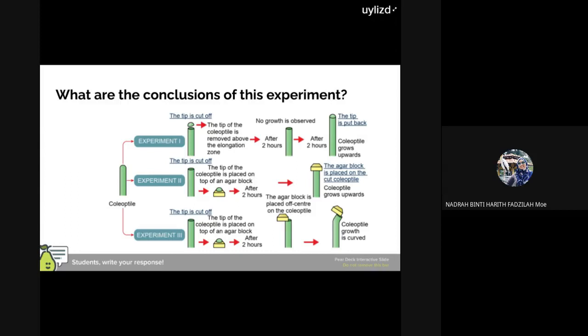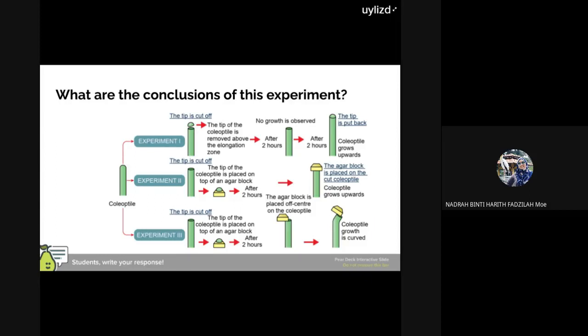Okay, number 1. Untuk eksperimen 2 pula, sekarang ni kita dah potong hujung coleoptile tu dan kita letakkan hujung coleoptile tu atas agar block. Agar block ni basically macam jelly lah. So jelly block. Dengan assumption whatever substance produced by the coleoptile pada hujung coleoptile tu akan dipindahkan pada agar block. So when we place the agar block on the cut coleoptile, we can see that the coleoptile grows upwards. So apa conclusion dekat eksperimen 2?